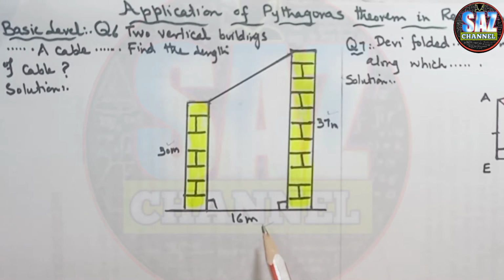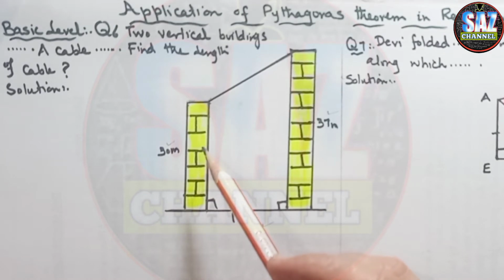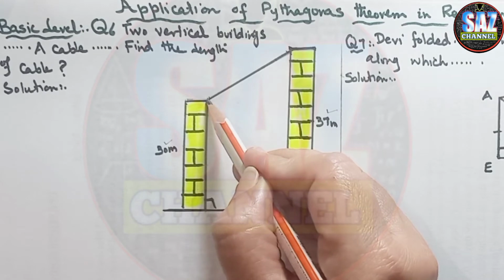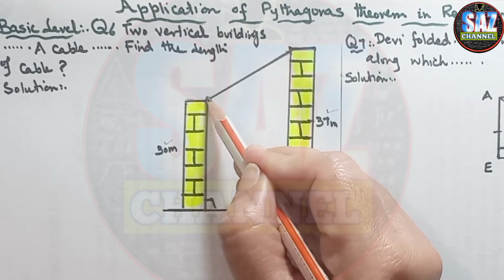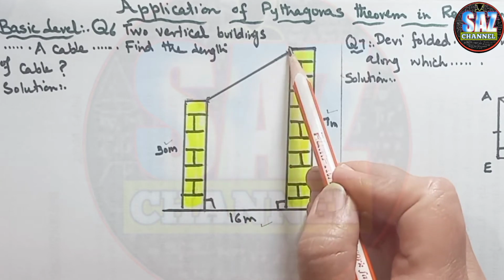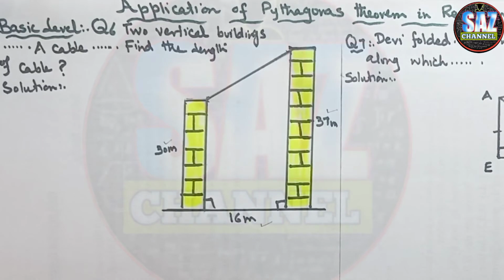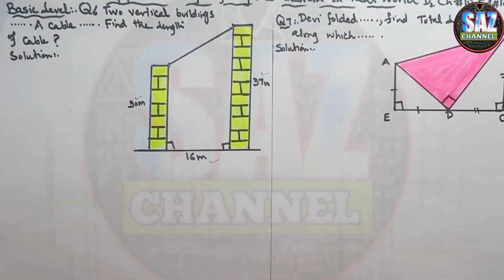And then the next part of the question says a cable is pulled taut and attached from the top of one building. This is the situation of cable. It is attached from one top of the building to another top. Okay, and we have to find the length of cable. So first of all, let's assume that the length of cable is x.